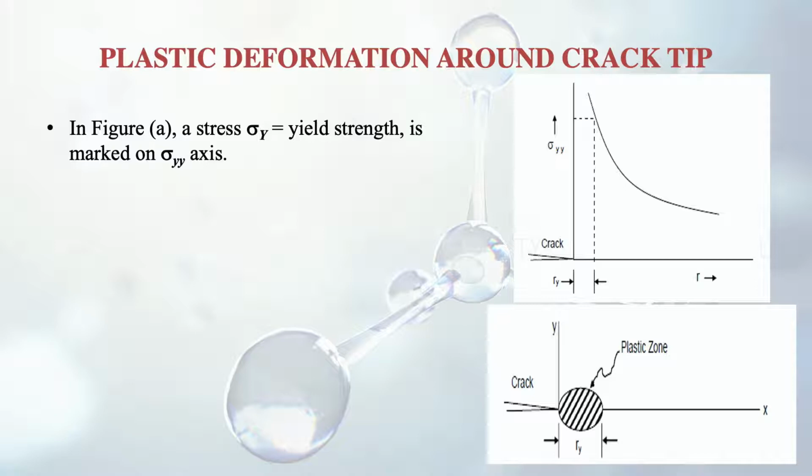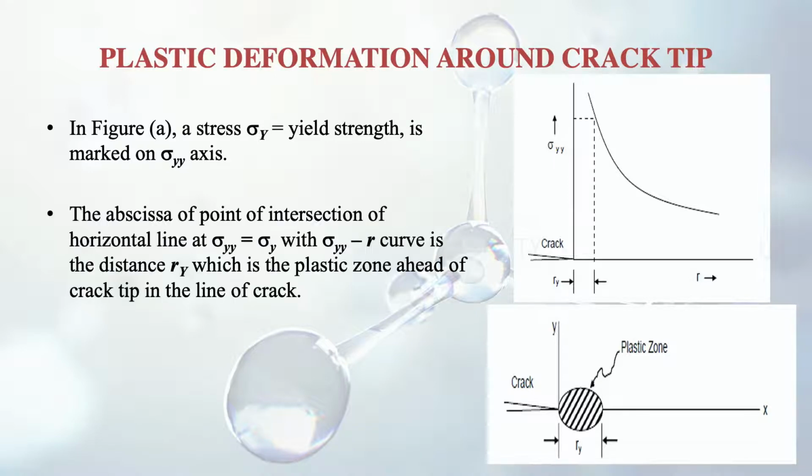So here are two figures, we will try to understand these. In figure A, the first one, the yield strength sigma y is marked on the y-axis, and on the x-axis, we have the point of intersection of the horizontal line at sigma y with the sigma yy versus r curve. So there is a curve in that. If you see the first figure, this is called the sigma yy versus r curve, with the distance r from the crack tip on the x-axis.